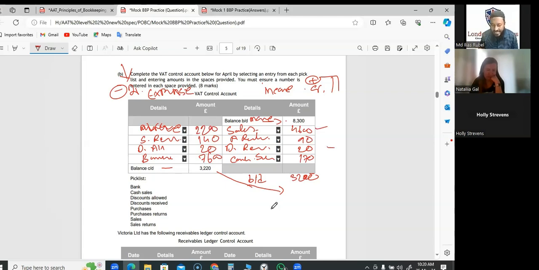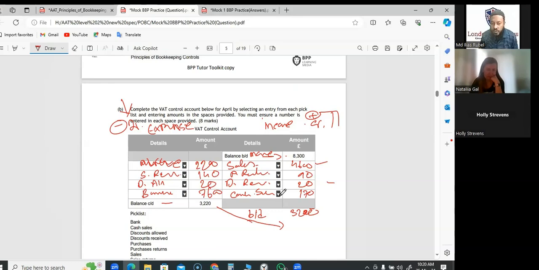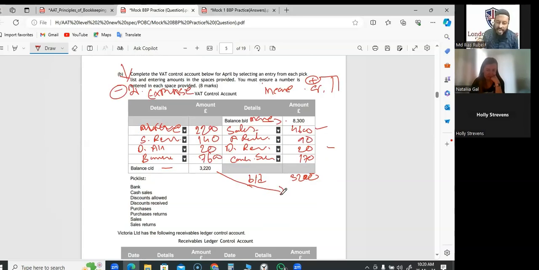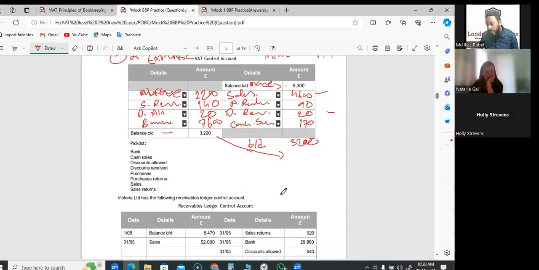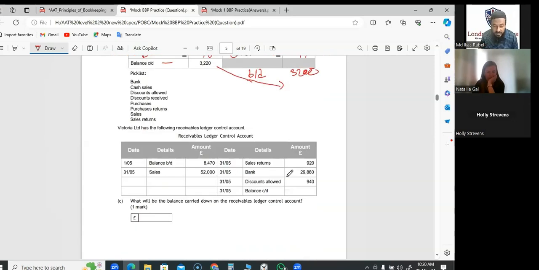Holly, although you joined a little late, this is how we do VAT control account. We're still liable by 3,222 to HMRC. It's just choose and pick, get your marks, move on. Nice and easy, yeah? Shall we go to the next bit?